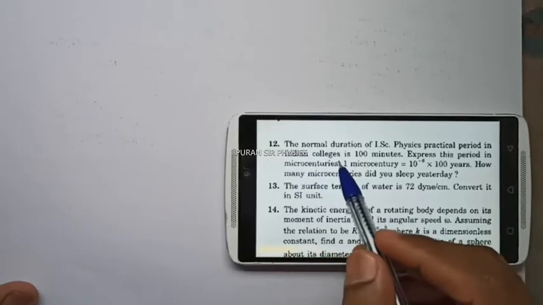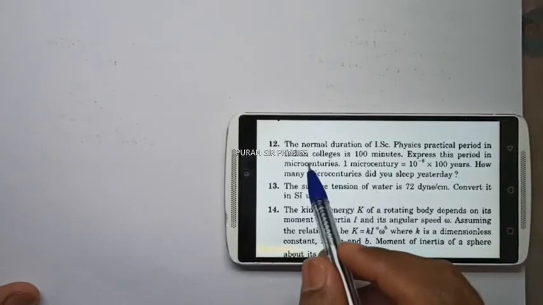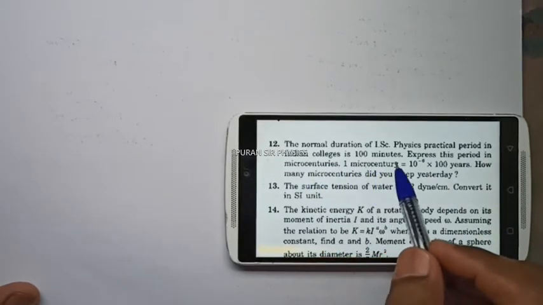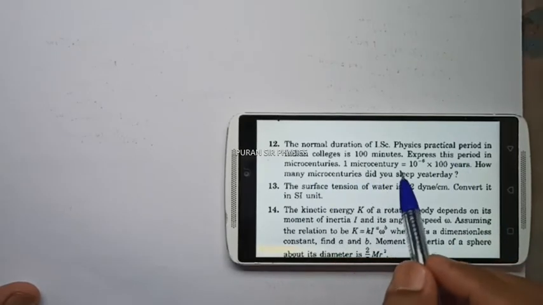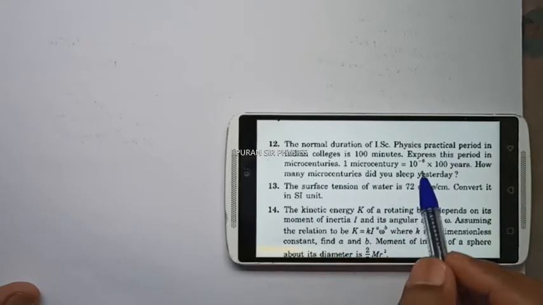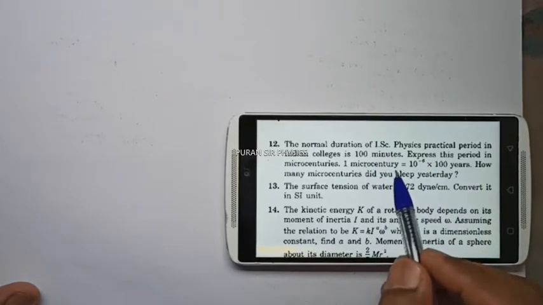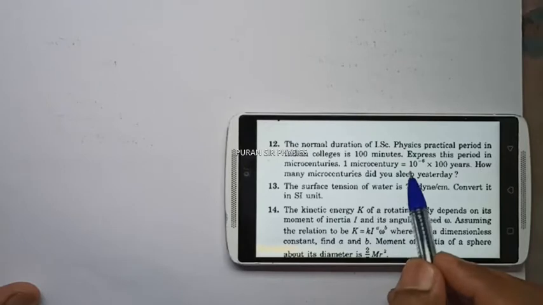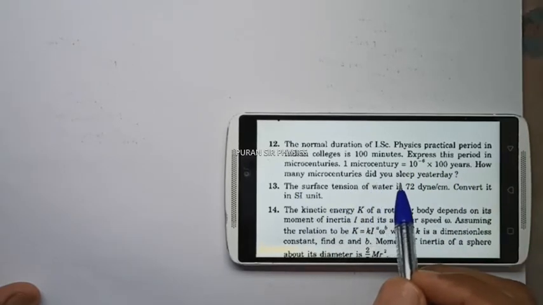In question number 12, the normal duration of some physics practical period in Indian colleges is 100 minutes. Express this period in microcenturies, and 1 microcentury is given as 10 raised to power minus 6 into 100 years. Okay, your century basically is 100 years and micro is 10 raised to power minus 6. So how many microcenturies did you sleep yesterday?